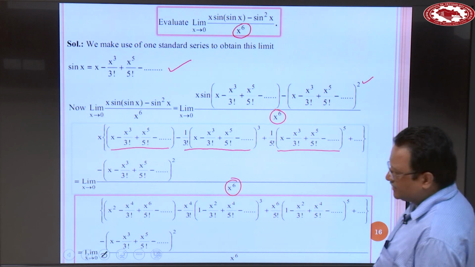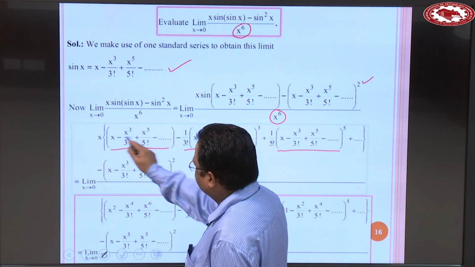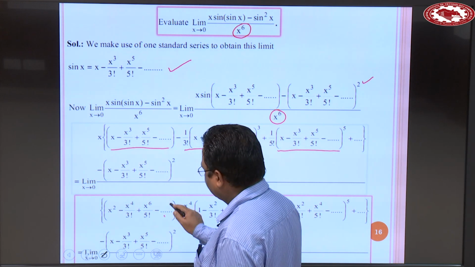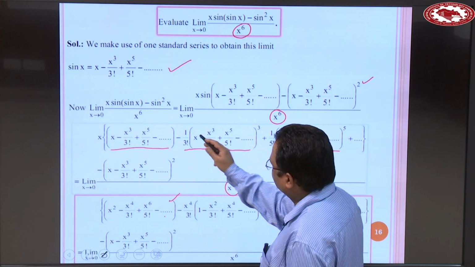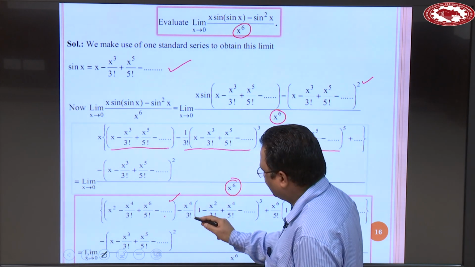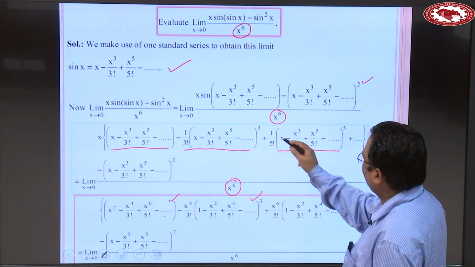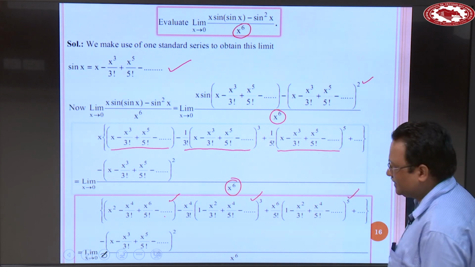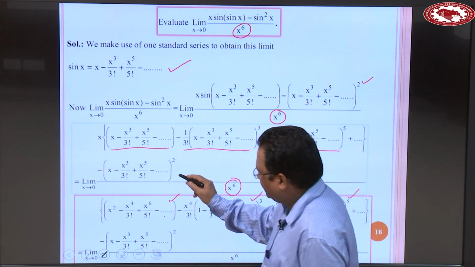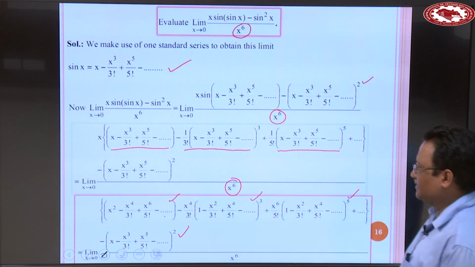Now this result is equal to, now this x inside the bracket, so x square and this term. This x and cube, x cube outside and x here, so x4 over 3 factorial, this term as it is, plus x5 outside and x multiplied, so x6 over 5 factorial, this term as it is, minus this term as it is, divided by x power 6.